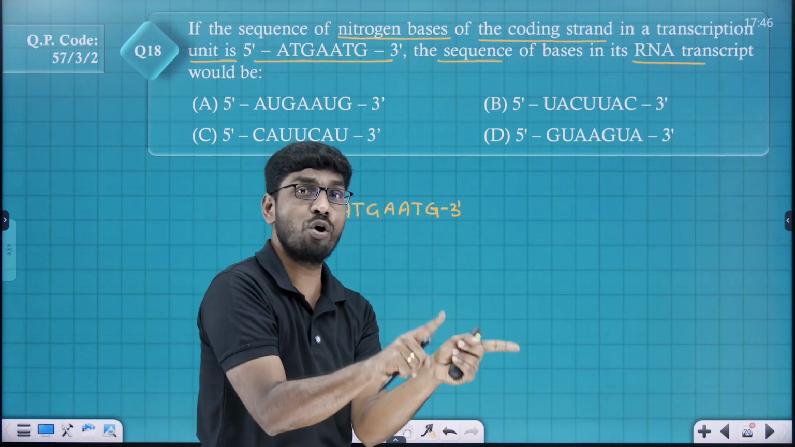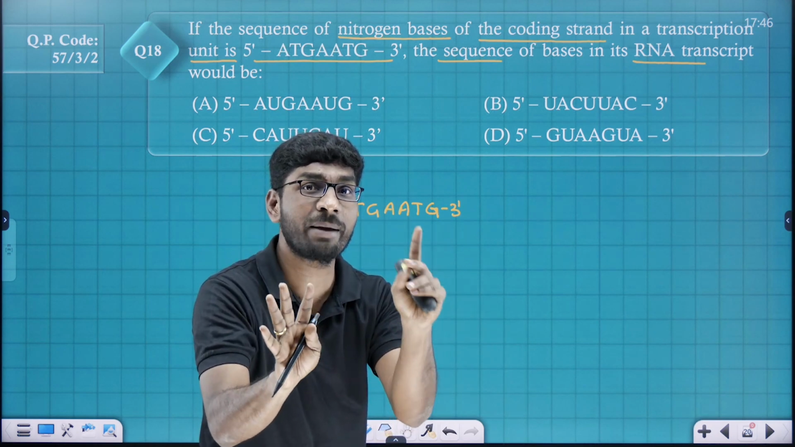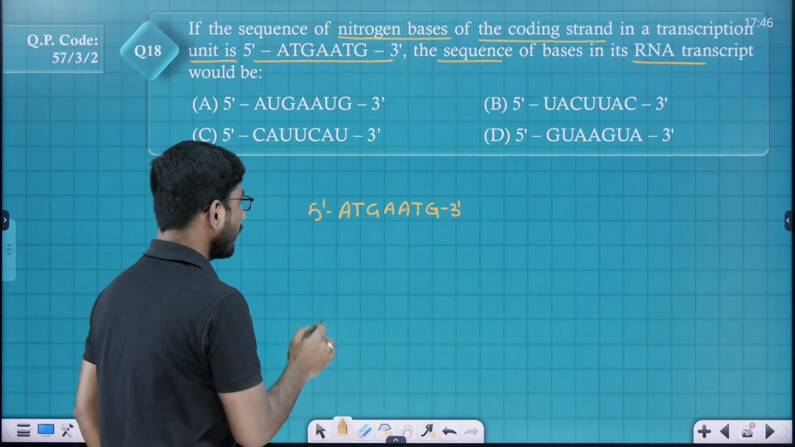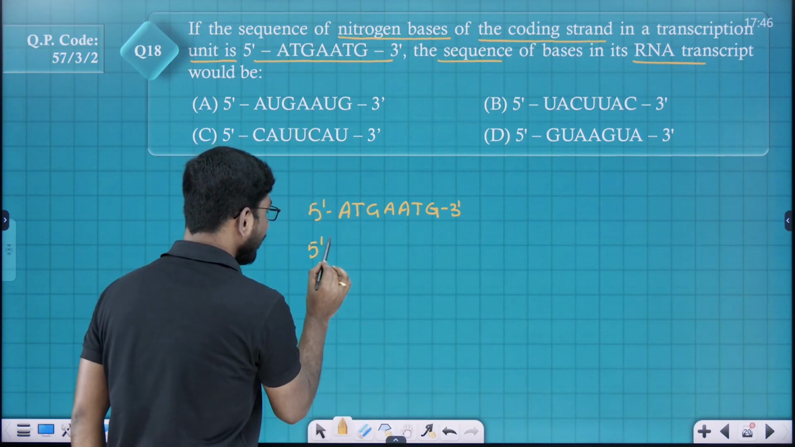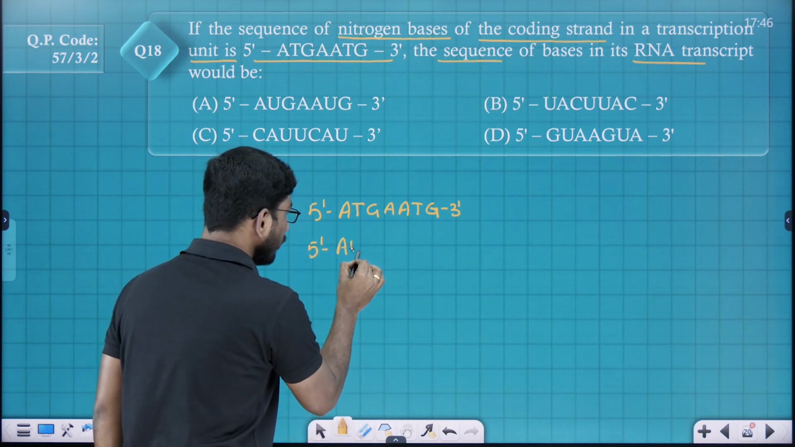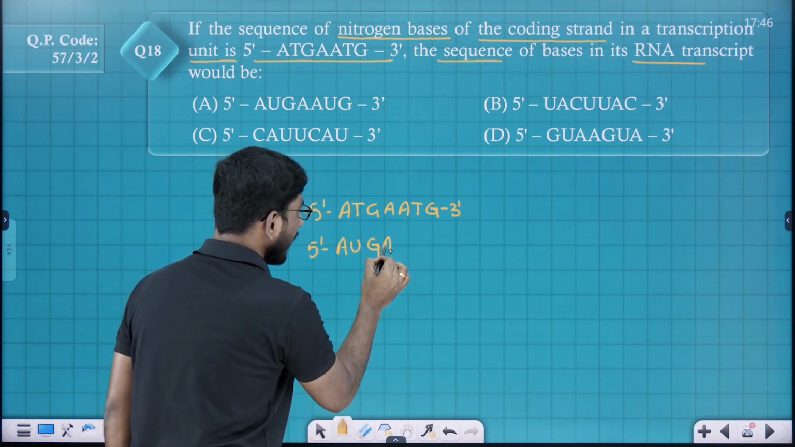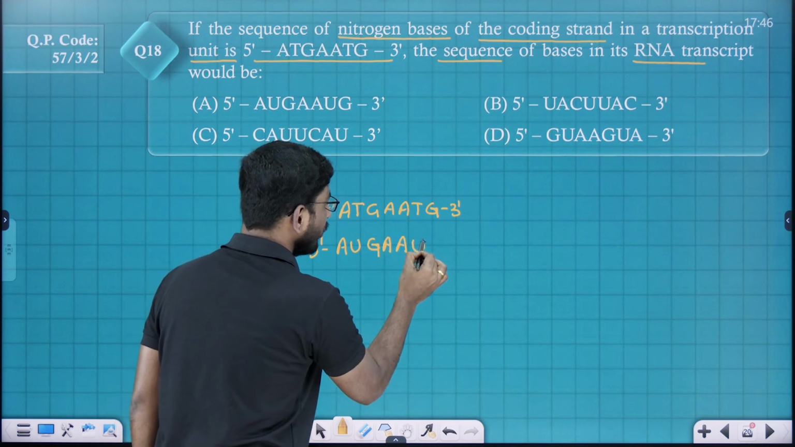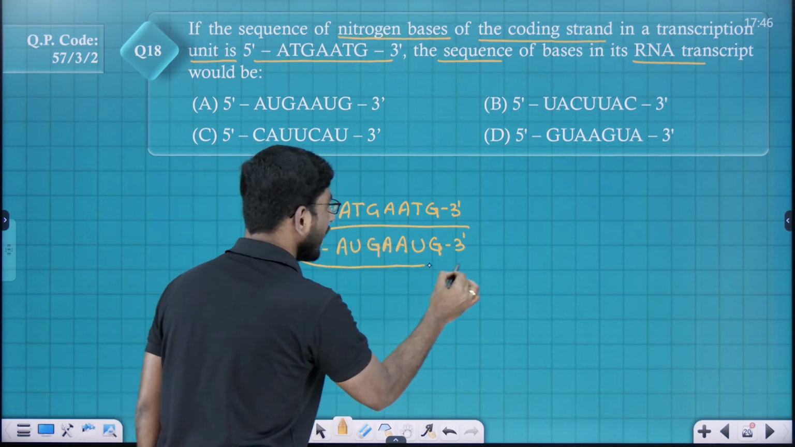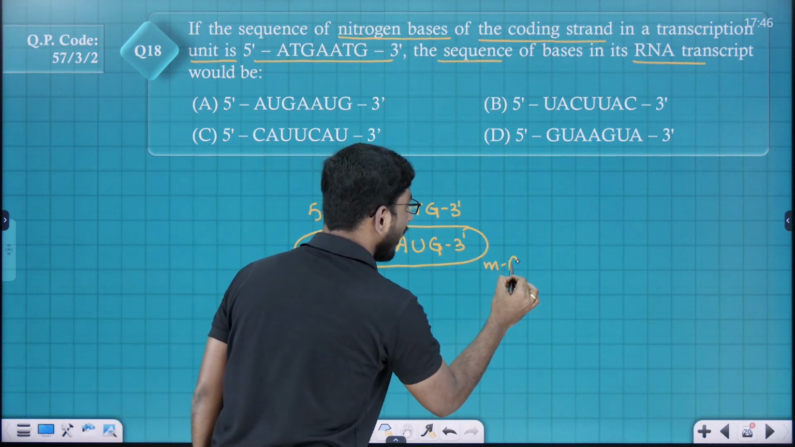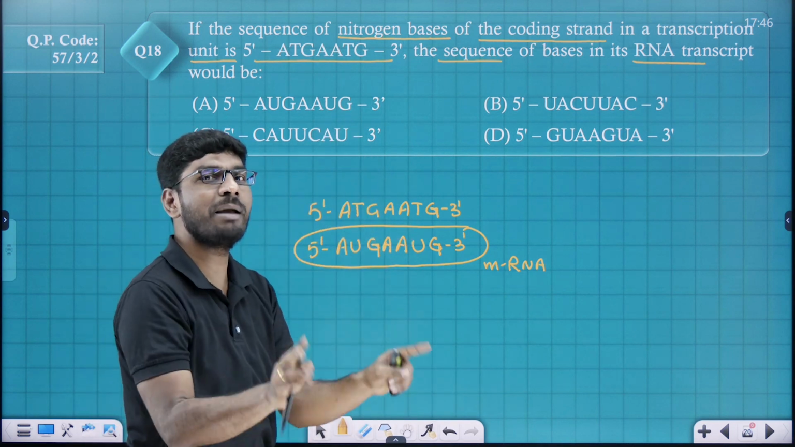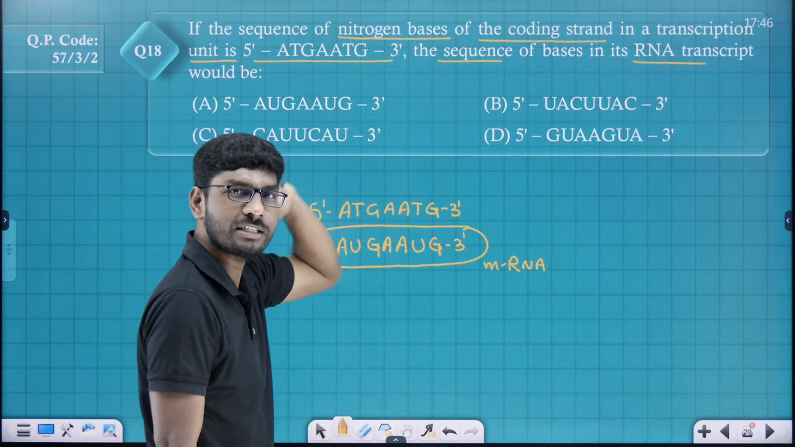We know coding strand and mRNA are the same except T and U. So I'm writing mRNA 5 dash, same, right, except T replaced by U: A, U, G, A, U, G, and 3 prime. This is mRNA. You don't need to write the complementary and you don't need to make an mRNA. Very easy. Find out the correct answer now.